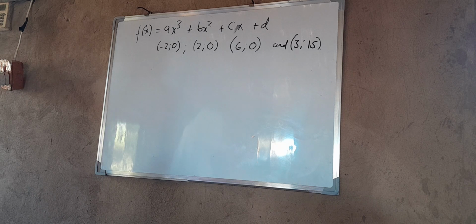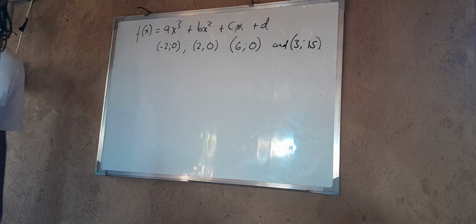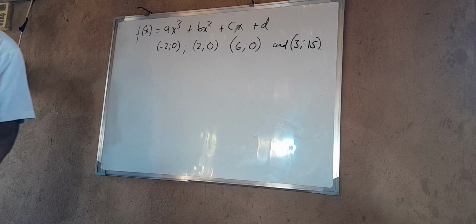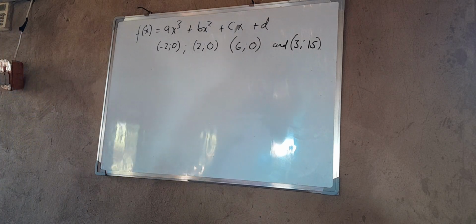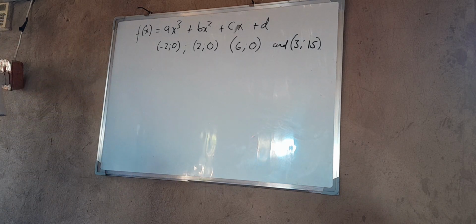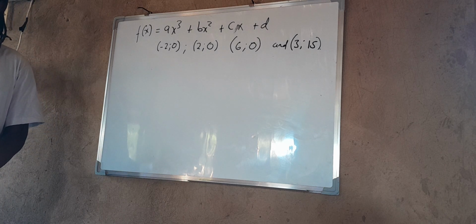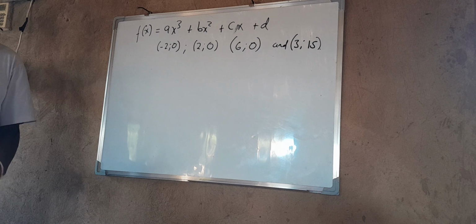So if we are given it in this manner, it is very, very simple. Why am I saying it is very simple? Because they gave you the roots. Can you see the roots? They gave you all the roots and another point. So if you are given all the roots and another point, it becomes simple.